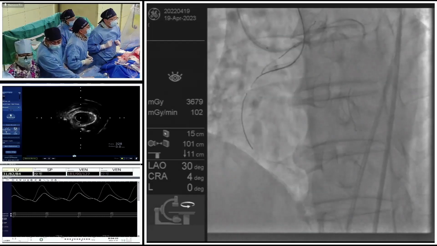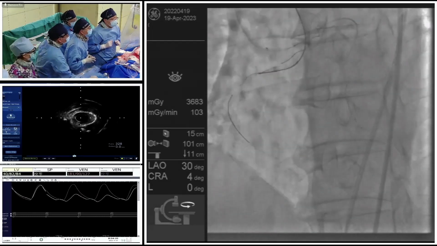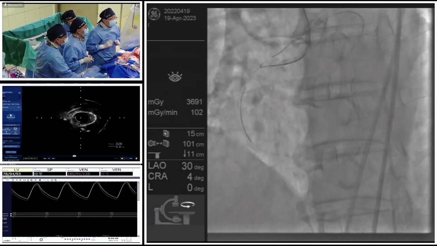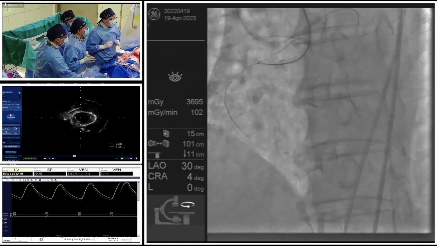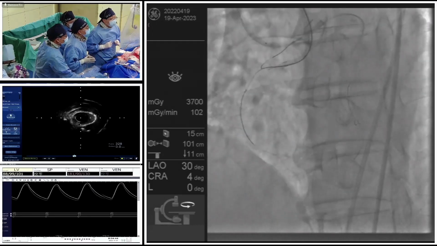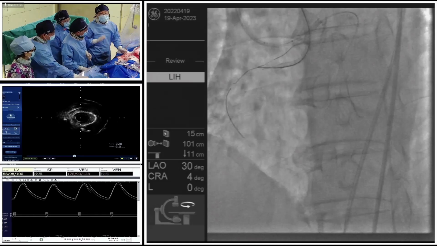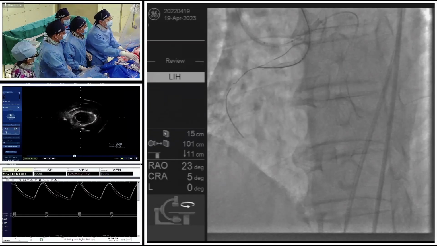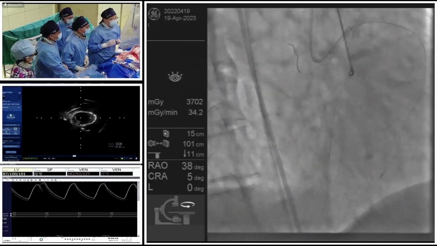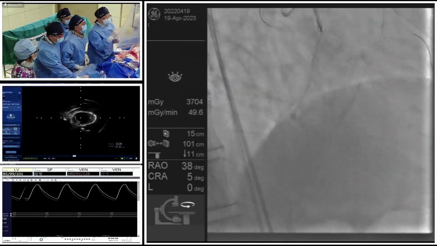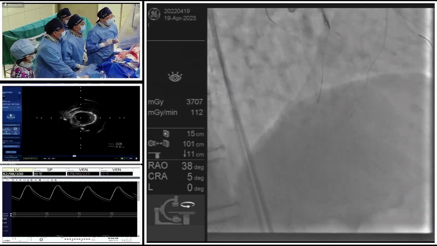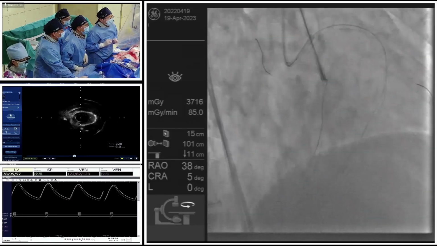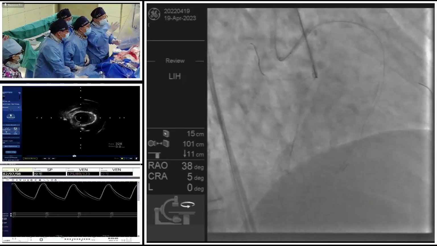Okay, so Professor Lee, the antegrade wire is still the Conquest Pro, right? Yes, still this. Okay, RAO view. So the orthogonal view is very important for seeing the location of the tip of the wire. Okay, so we can see we're a little bit wrong to the left side. Draw a little bit in the direction.